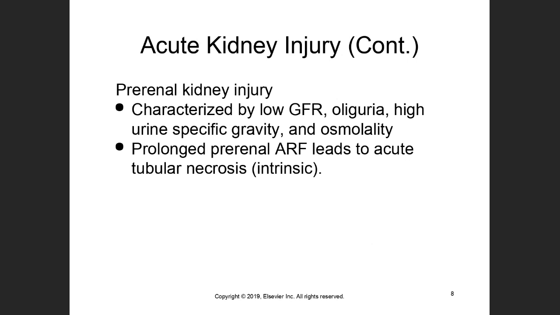Pre-renal kidney injury is characterized by a low glomerular filtration, oliguria, high urine specific gravity and osmolarity, and alteration in the renal function. What is the renal function? BUN and creatinine. Both have to be elevated. Let's keep going.